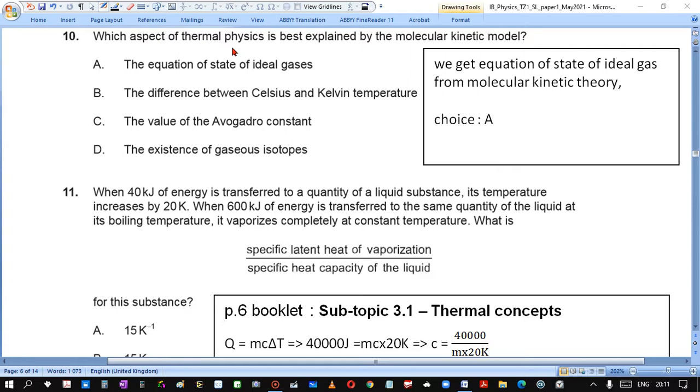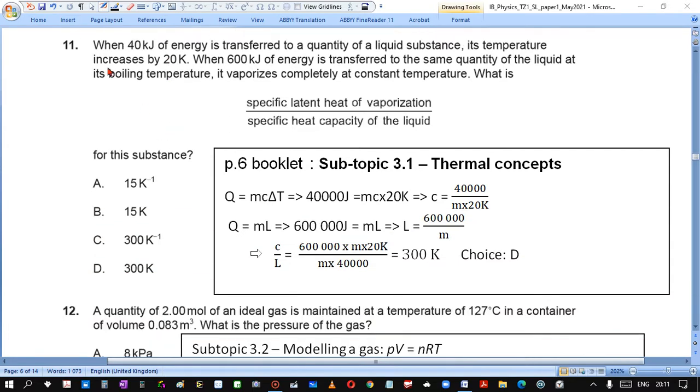Question 10. Which aspect of thermal physics is best explained by the molecular kinetic model? We get the equation of state of an ideal gas from molecular kinetic theory. It means that choice A is the best choice.